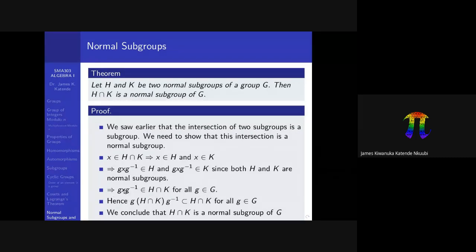And therefore, since x was from the intersection, if I replace x with the H intersection K, then what I have here is a subset of H intersection K, because all of these elements are in H intersection K. It means this set will be a subset of H intersection K. But now this is precisely the definition of a subgroup being normal. So that means H intersection K is a normal subgroup.